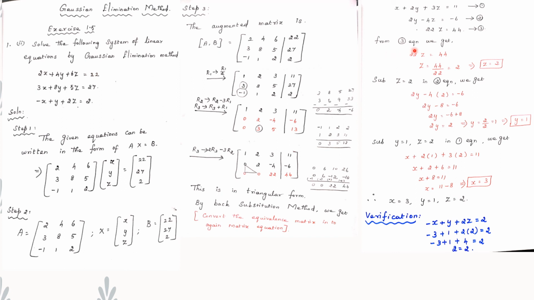Then from equation number 3, we get the z value as 2. Then substitute the z value in the second equation to get the value of y. Then substitute the values of y and z in equation number 1. We get the x value. Therefore, x equal to 3, y equal to 1 and z equal to 2. Then we will verify that result by substituting these x, y and z values in any one of these equations to verify the left hand side and right hand side.